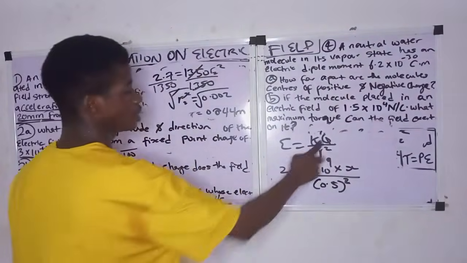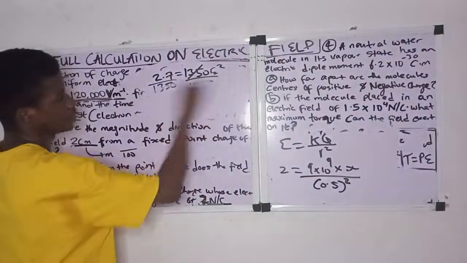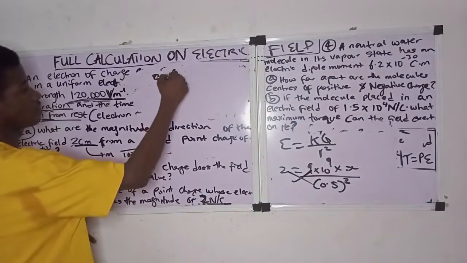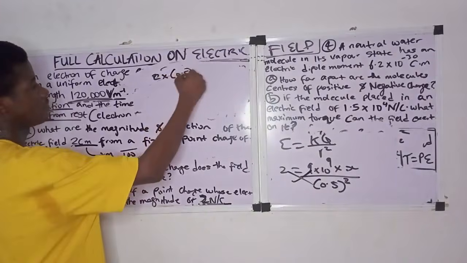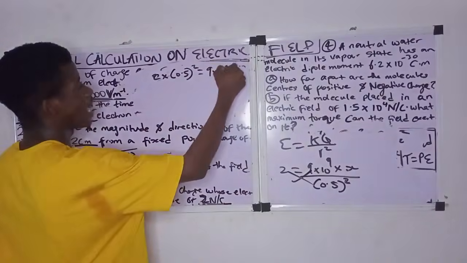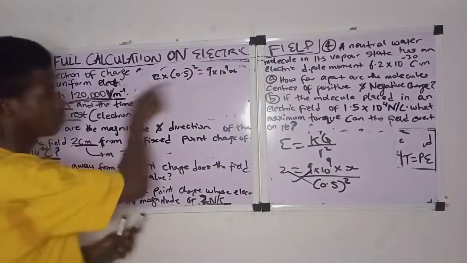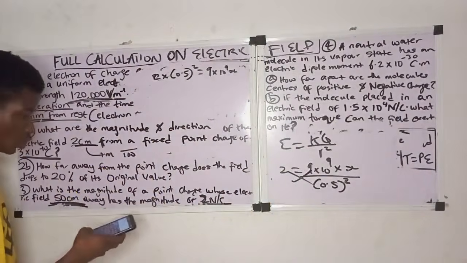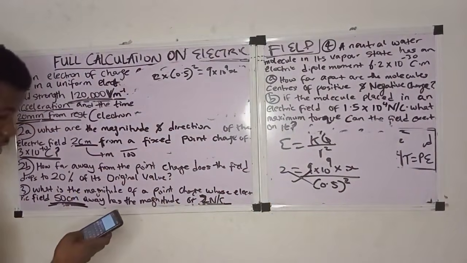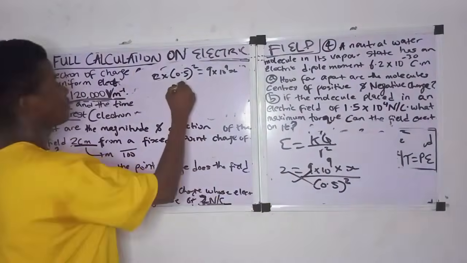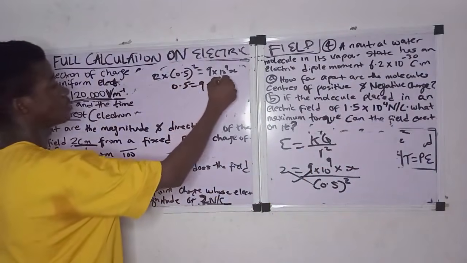What are we looking for? We're looking for charge, right? So what are we going to do? First multiply. Therefore, 2 times the square of 0.5 equals 9 times 10 raised to 9 times the charge. So if we multiply this, we get our answer. Okay, so let's multiply it. 2 times 0.5 squared will give us 0.5. Then it equals 9 times 10 raised to 9 times the charge.